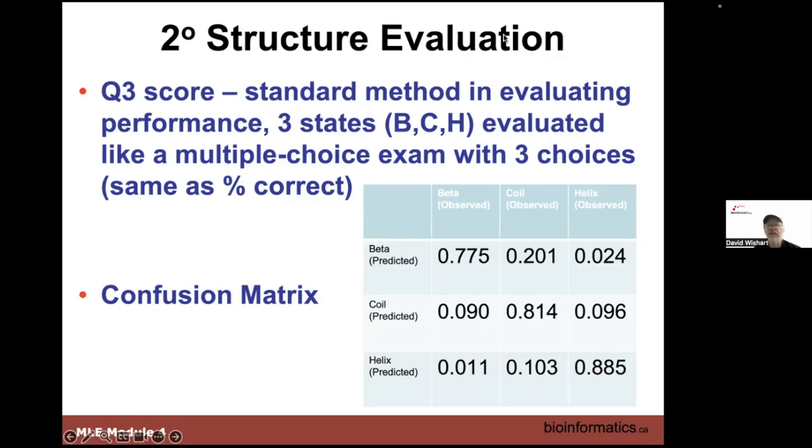This is the result, I guess, for one example where he's done a confusion matrix. So there's the observed on the x-axis and predicted on the y-axis. And you can see 77% on the beta, 81% in the coil, 88% in the helix. So this is for one example, but it's very impressive.